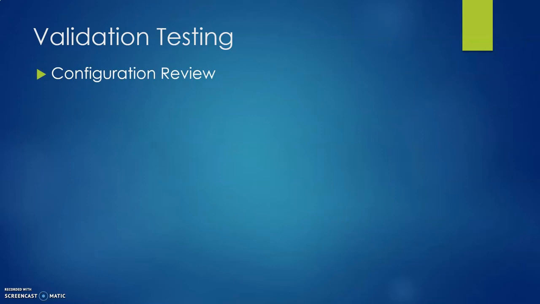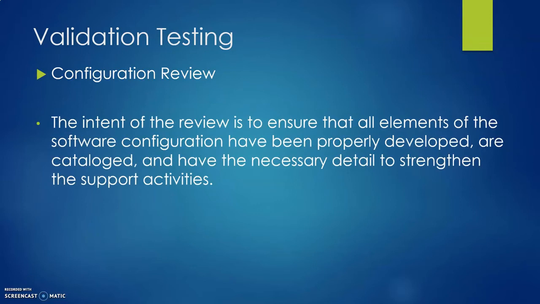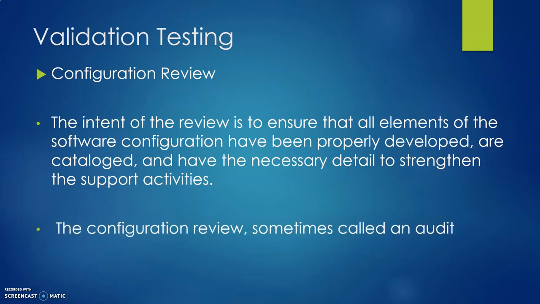Now, configuration review. Another important element of the validation process is a configuration review. The intent of the review is to ensure that all elements of the software configuration have been properly developed, and these elements are also catalogued and have the necessary detail to strengthen the support activities, that is the maintenance activities. The configuration review is sometimes called an audit. Audit means what we do: we keep track of all the elements. Suppose it is a college audit, we'll keep track of all the files in the college, right? Likewise, configuration review is keeping track of all the elements that have been properly developed, and we are cataloging them also.